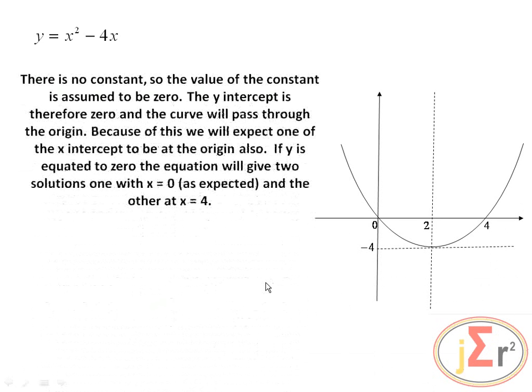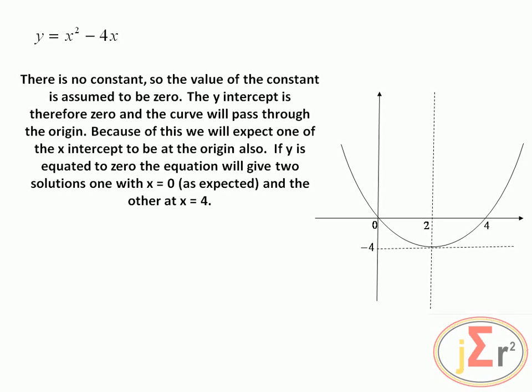Finally, we have this curve, x squared minus 4x. There is no constant, so the value of the constant is assumed to be 0. The y-intercept is therefore 0, and the curve will pass through the origin. Because of this, we will expect one of the x-intercepts to be at the origin also. Therefore, if the y-intercept is 0, because there is no constant value, so the y-intercept is the point 0, 0. Therefore, if x is equal to 0, y is also equal to 0. So that point will also be one of the x-intercepts.